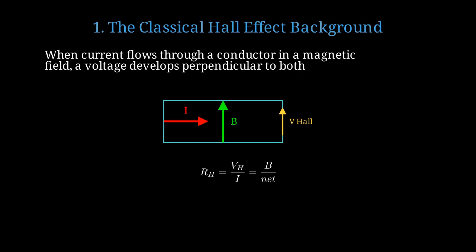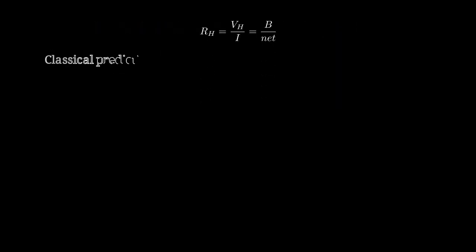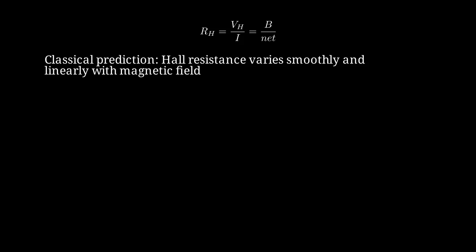The Hall resistance is defined as the Hall voltage divided by current, which equals B over N E T, where N is the carrier density, E is the electron charge, and T is the thickness. The classical theory predicts that Hall resistance should vary smoothly and linearly with the magnetic field strength.